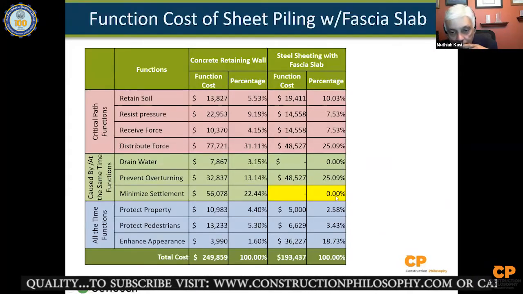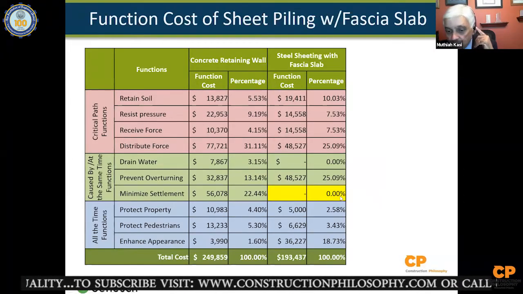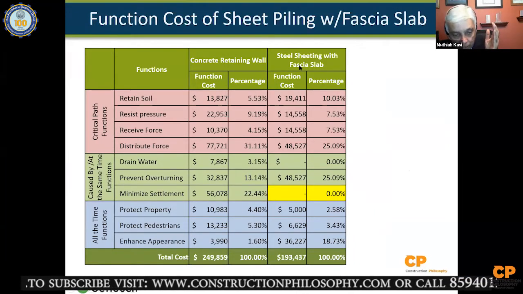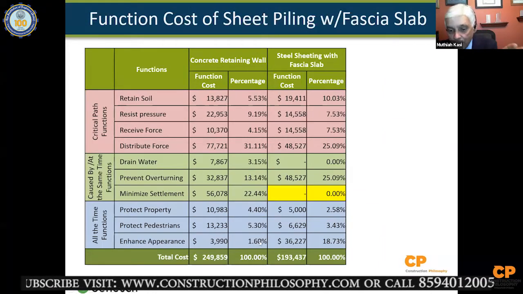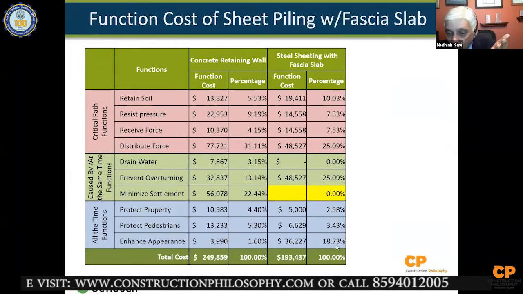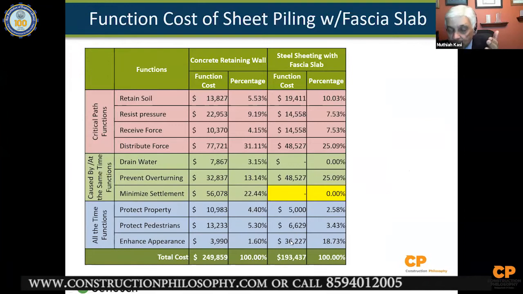Now the cost-minimized settlement went to 0. Other costs will go, but in order to make it look nicer, what used to be the enhanced appearance of natural concrete, now you have to have a precast fascia to hide the sheeting, and that cost you 18%. So we removed the 56,000 and spent 36,000 to make it look nice. So it's another way of looking at it.